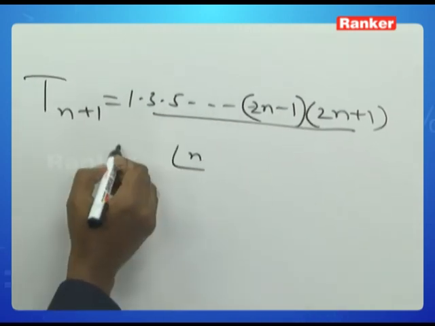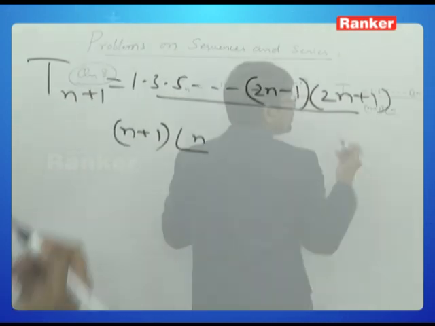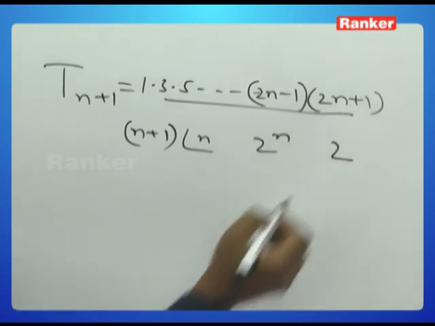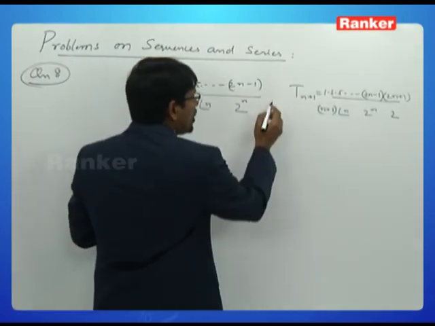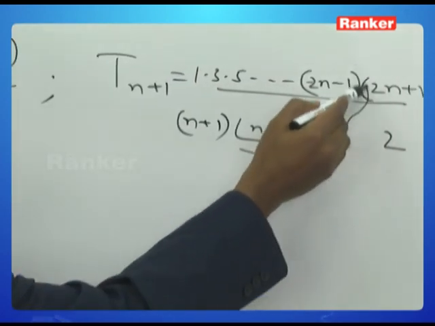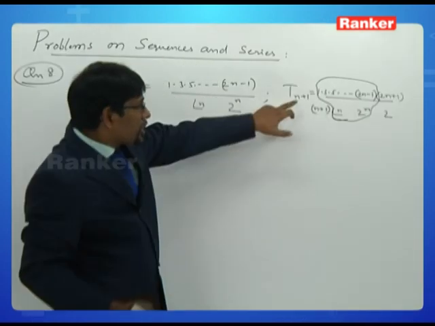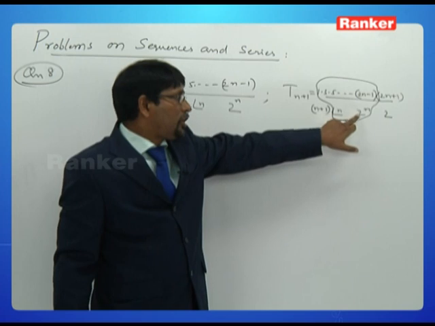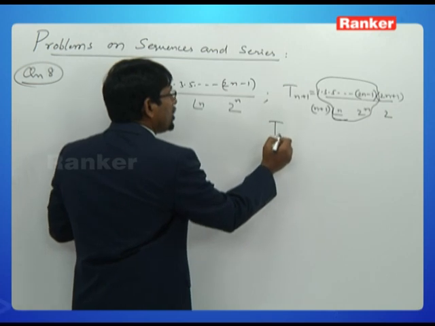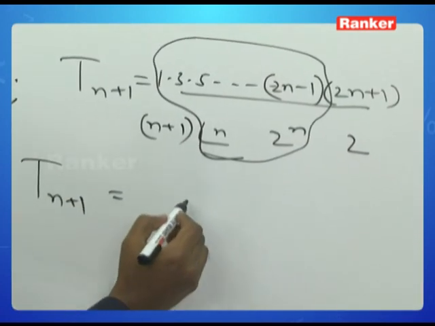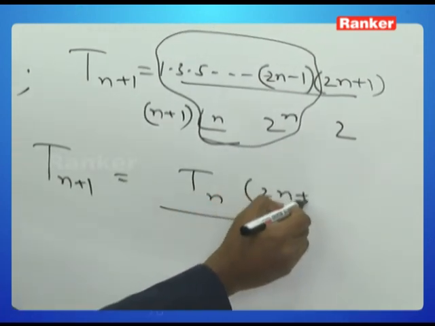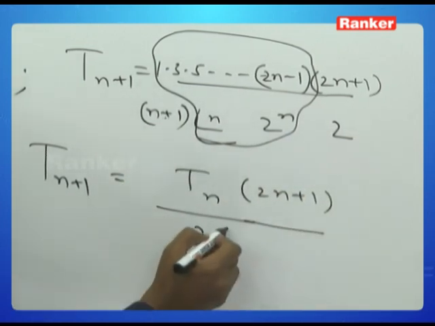So that n factorial into n plus 1, and you will write 2 power n plus 1, that I will write as 2 power n into 2. So now what are the extra terms when you compare Tn and Tn plus 1? This part is present in Tn as well. Product of n consecutive odd numbers divided by n factorial into 2 power n, that is nothing but your Tn. So we can write therefore Tn plus 1 as Tn into 2n plus 1 by 2 into n plus 1 there.